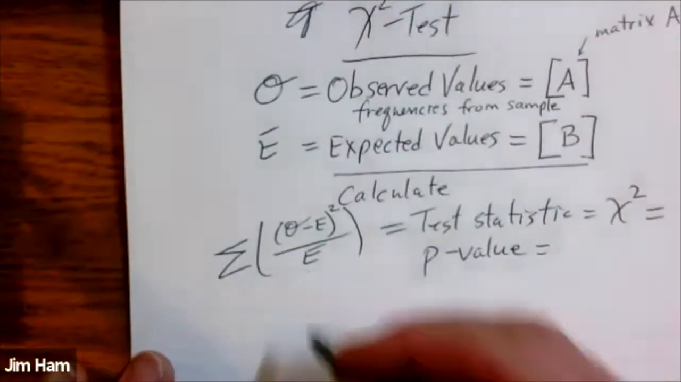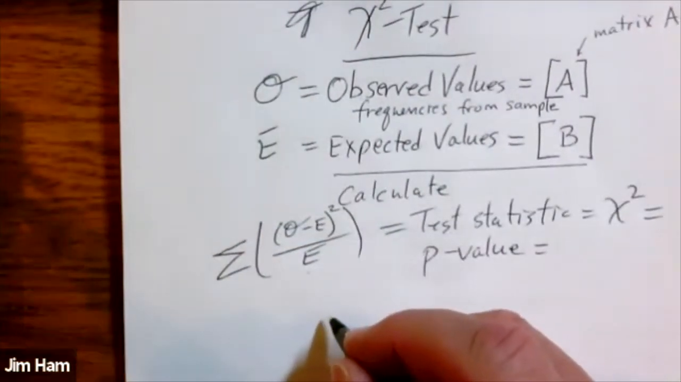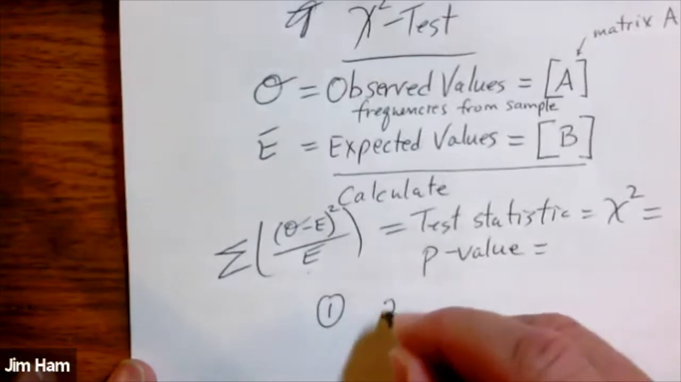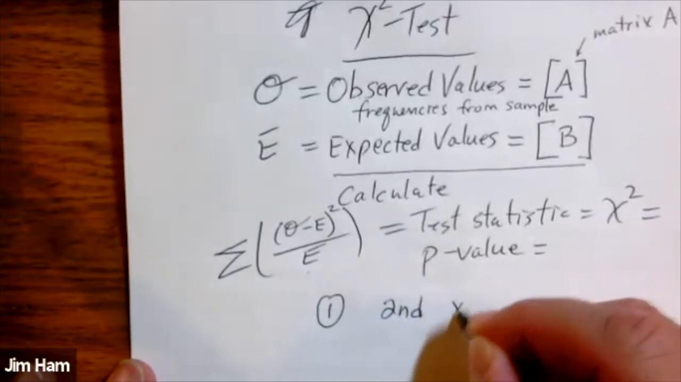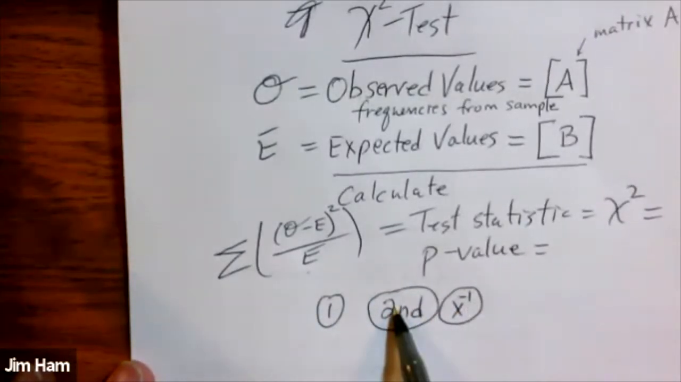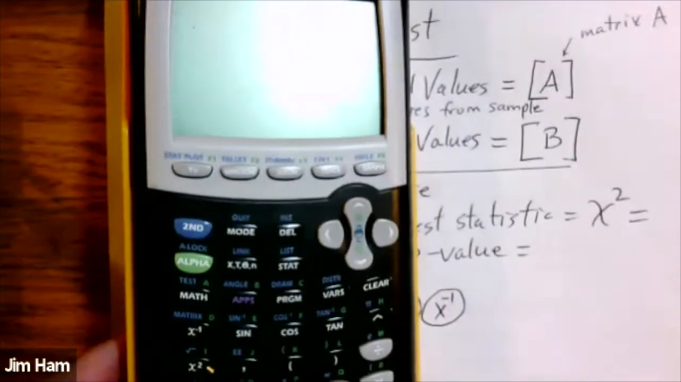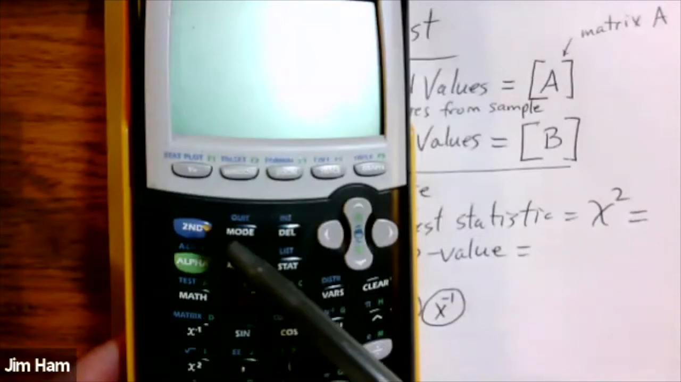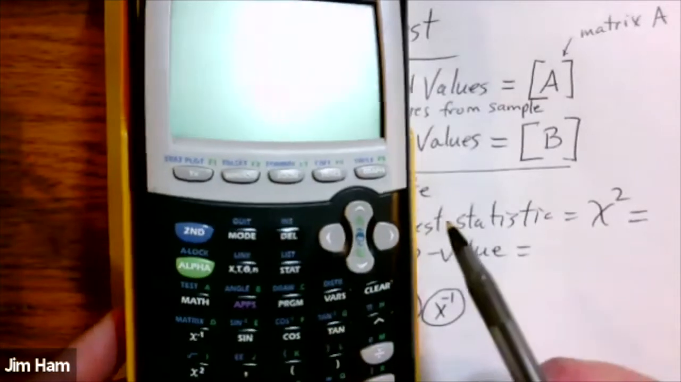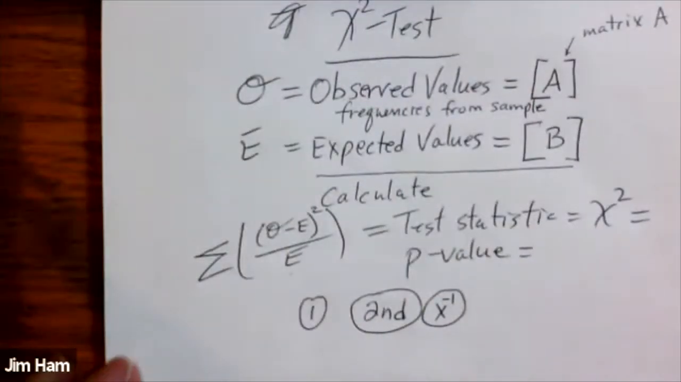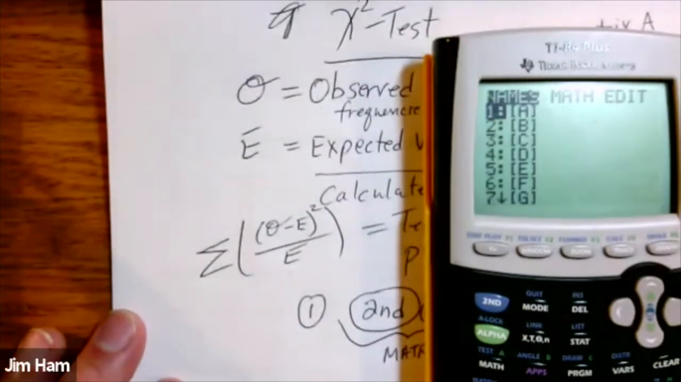Okay, so here's what you want to do. Number 1, you want to go to the matrix menu. So if you hit the second key, and then the x to the -1, here's x to the -1. Right above it in blue is matrix. Since it is in blue, you have to hit the second and then the x to the -1, and that gives you the matrix menu. When you go there, it looks like this.